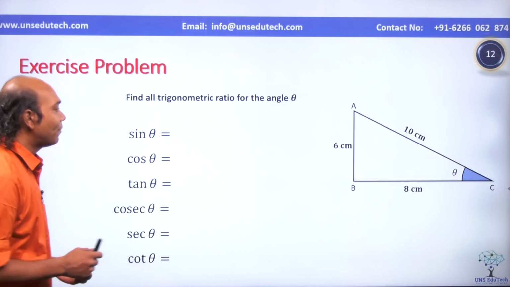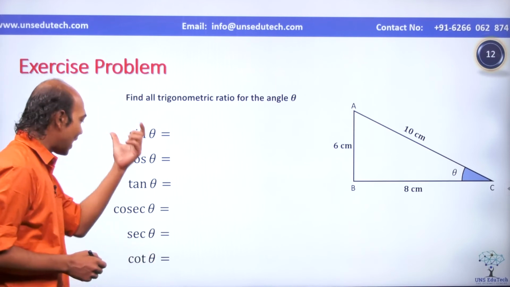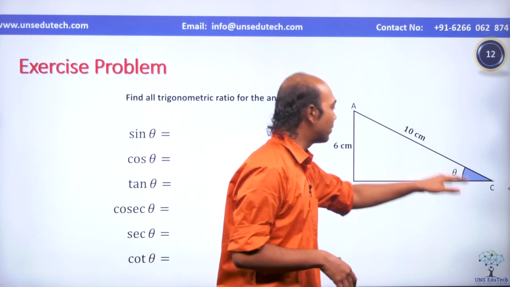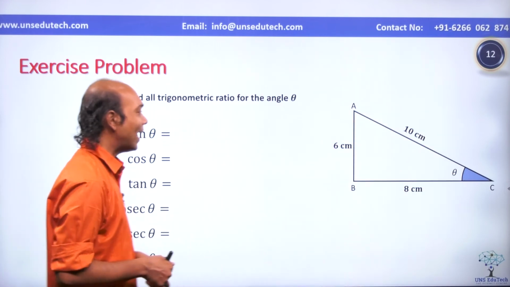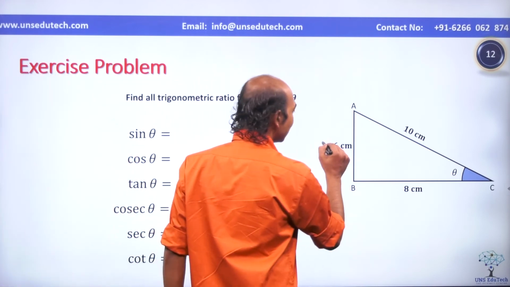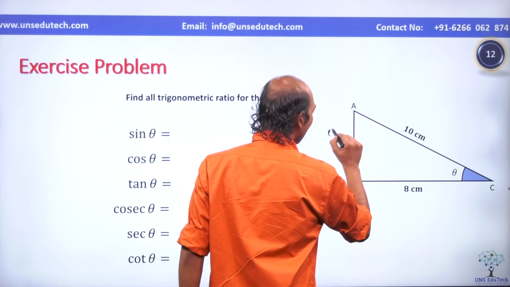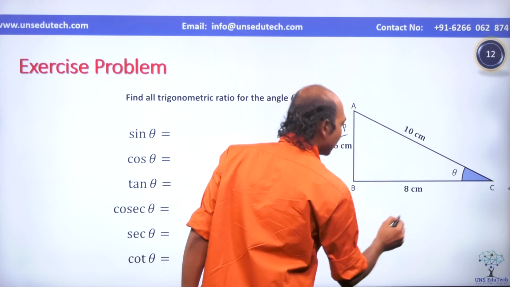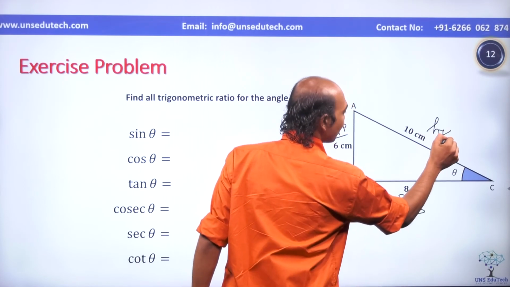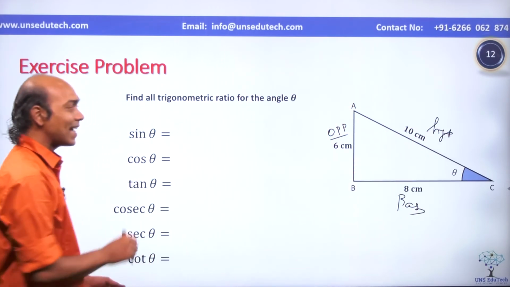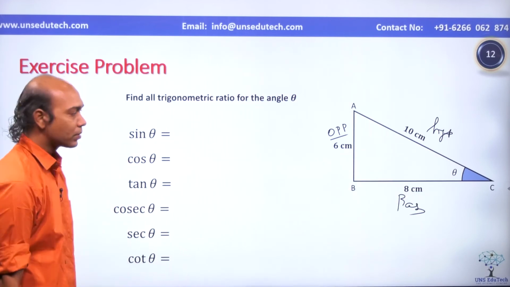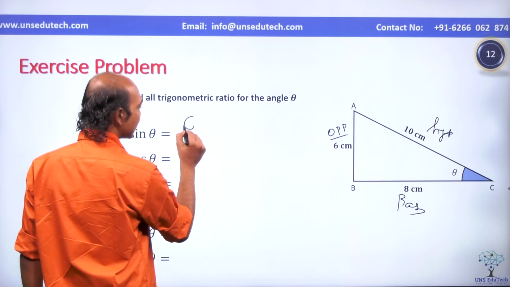Now, we have to find the values of sine to cot, the 6 different values for this given problem. How do we calculate? See, for the angle theta, this side, 6 centimeter, is the opposite side, this is base, and obviously this is hypotenuse. Now, what is sine theta? Sine theta is opposite by hypotenuse. So, it's obviously 6 by 10.